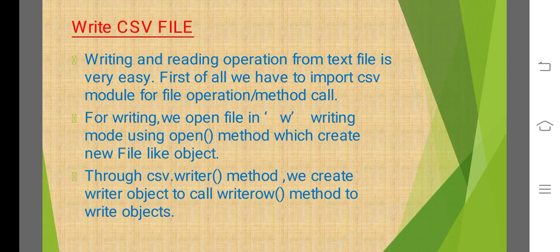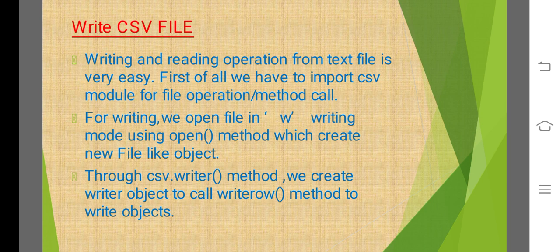Now let's move on to how to write a CSV file. For reading and writing, we have to open the file. First thing, we have to open the file, or create the file. As we learned earlier with text files, we have to open text files, and binary files also. For reading or writing, we want to open the file. Reading and writing operations on a text file are very easy.